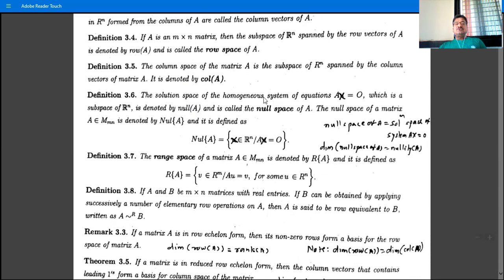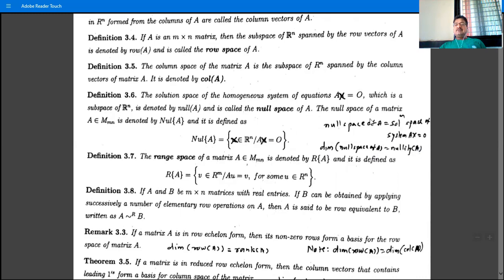And the solution space of the homogeneous system Ax equal to 0, which is a subspace of R^n, is denoted by NULL A, and is called the null space of A. So what is the null space of A? It is the solution space of the system Ax equal to 0. Okay, so this is the null space, the solution space of the system Ax equal to 0, and the dimension of the null space of A is called the nullity of A.